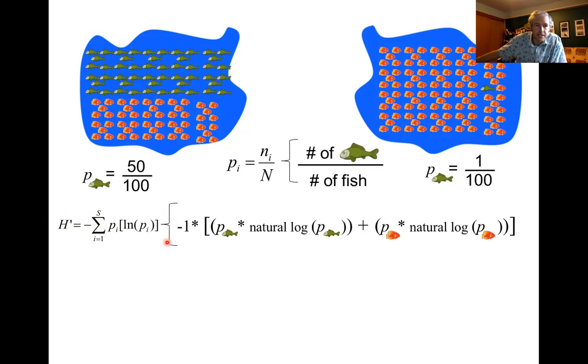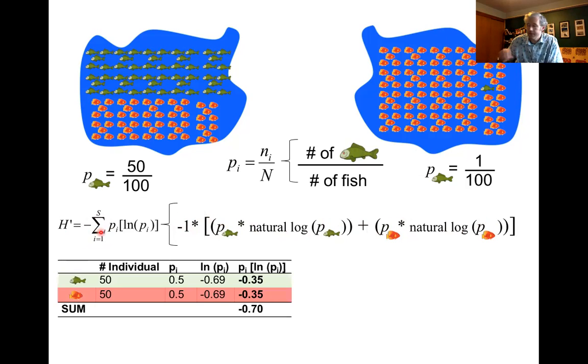What we end up with is -1, because that gives us our negative at the beginning, multiplied by the relative abundance of the green fish times the natural log of the relative abundance of the green fish, plus the relative abundance of the red fish multiplied by the natural log of the relative abundance of the red fish. The reason we add them together is because we have this sigma. Remember, this means the sum of.